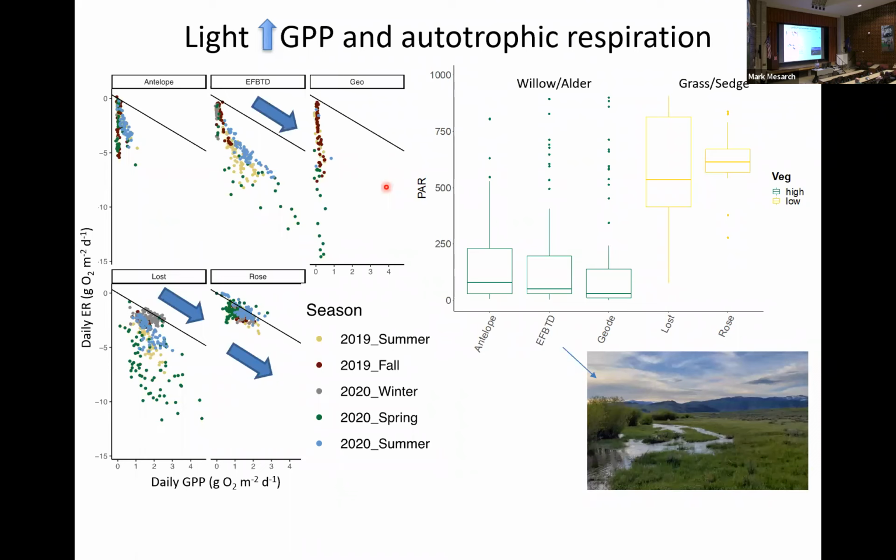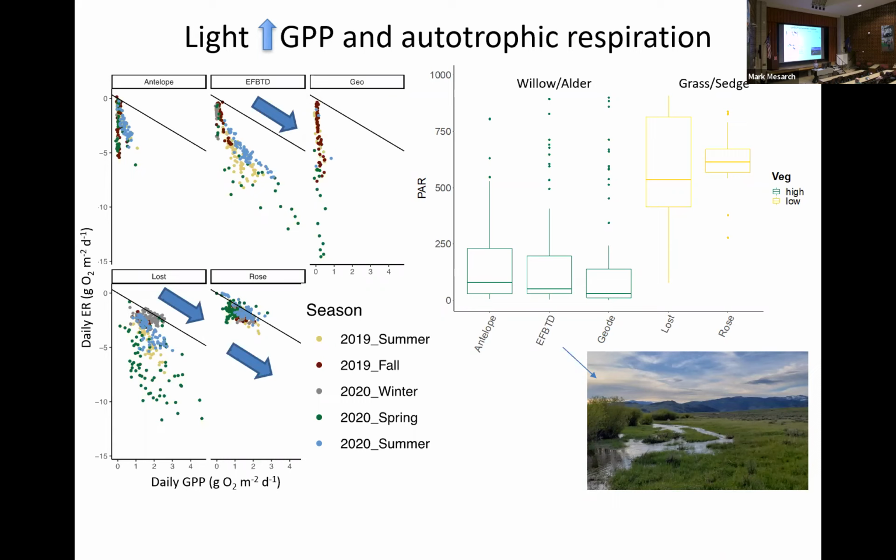If we look at Blacktail Deer and Lost Creek, these 2 sites, especially in spring, we can see high peaks of both GPP and ER. Both of these streams have a really high connectivity with the floodplain, which provides a strong signal from both autotrophs and heterotrophs associated with additional surface area, substrate surface area provided by the grasses.